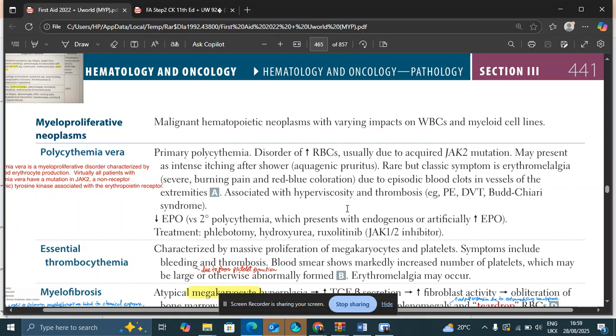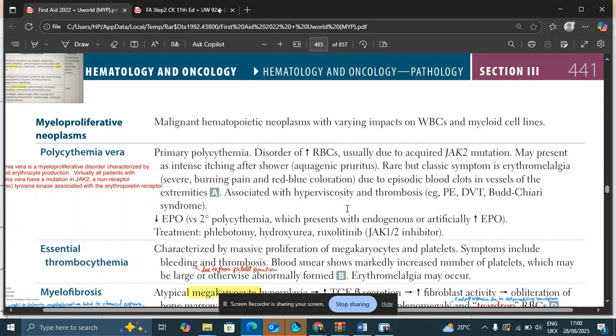Okay, now the most accurate test. The best initial test is CBC, complete blood count. The most accurate test is JAK2 mutation. So in polycythemia vera, there is a positive JAK2 mutation. Now let's move towards the treatment options for polycythemia vera. Usually our target is to control hematocrit below the level of 45%.